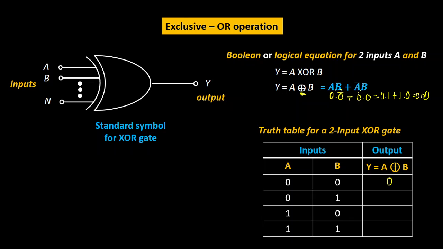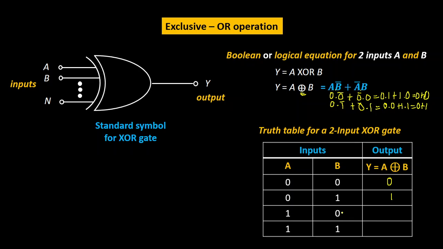Then the next combination, 0 1. So XOR of 0 1. A is 0 dot 1 is B and its complement, plus A's complement 0 complement dot B is 1. So let us see what will be the output of this. 0 dot complement of 1 is 0, so 0 dot 0 plus 0 complement is 1, dot 1. So you'll realize that 0 dot 0 is 0, 1 dot 1 is 1, so you'll get 0 plus 1, that is 0 OR 1, and 0 OR 1 output is 1.